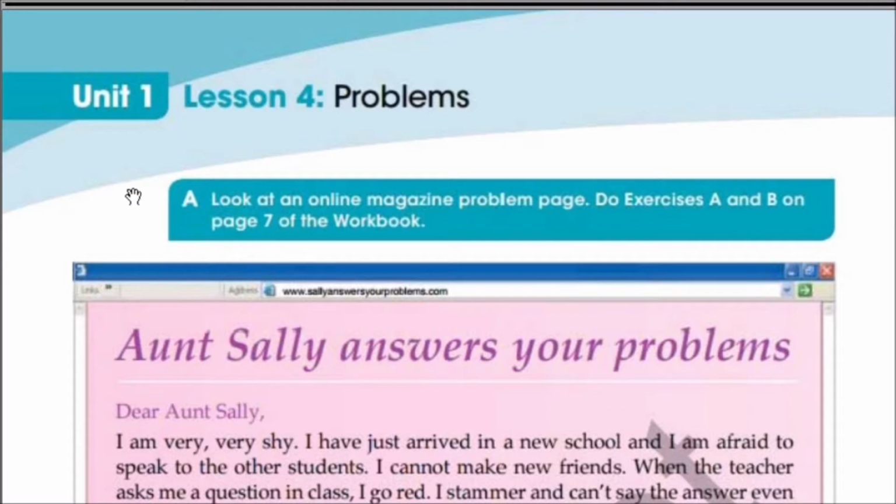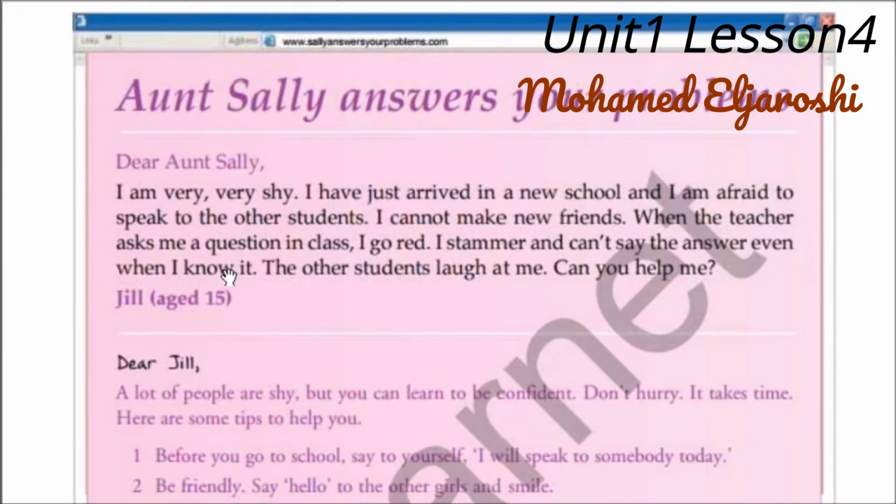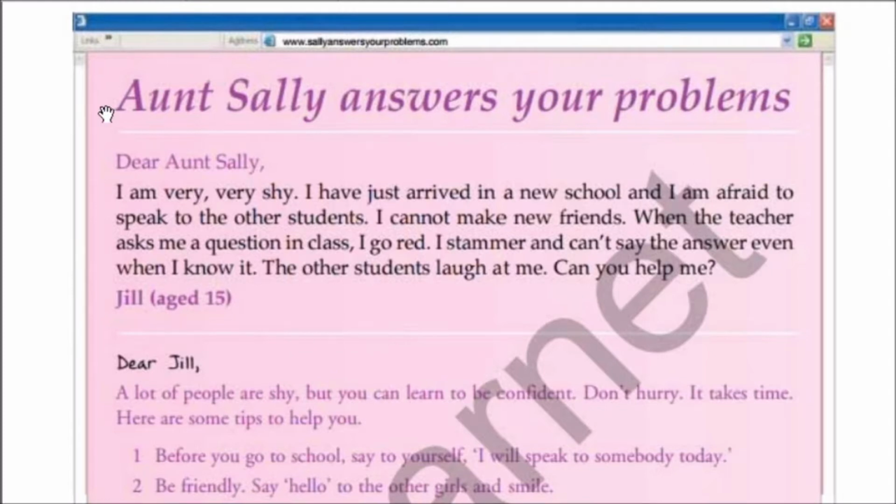Today we're going to talk about Unit 1, Lesson 4, pages 12 and 13. Problems. Question A. Look at an online magazine problem page. Do exercises A and B on page 7 of the workbook.